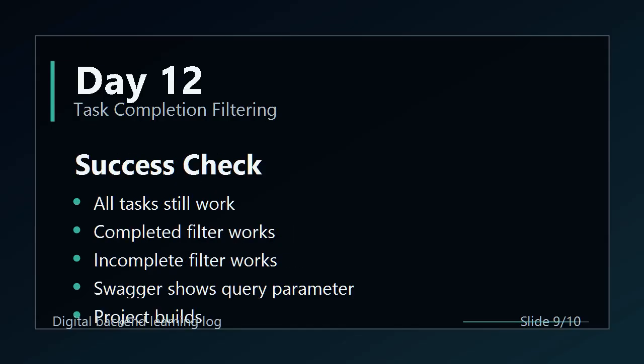The success check is direct. All tasks still work, completed filtering works, incomplete filtering works, Swagger shows the query parameter, and the project builds successfully.